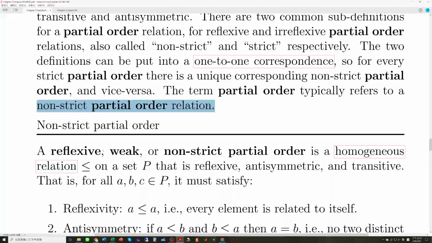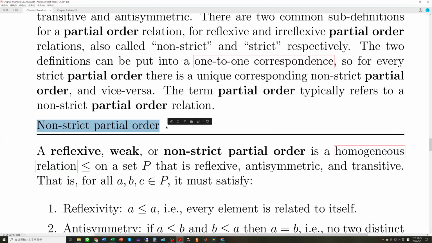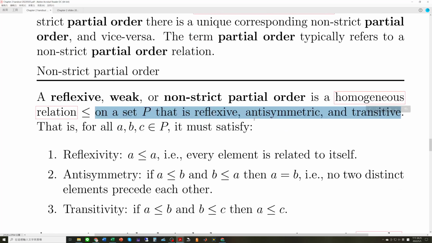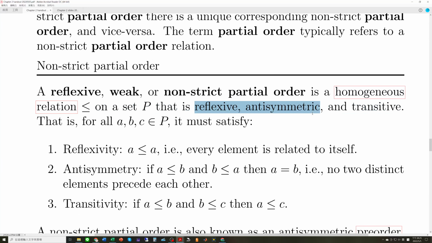Okay. Next, let us see the definition of non-strict partial order. A reflexive, weak, or non-strict partial order. These three terms mean the same thing. It's a homogeneous relation. We will introduce what is a homogeneous relation later. Smaller than or equal to on a set P that is reflexive, antisymmetric, and transitive. We will soon introduce these three adjectives in the following points 1, 2, 3.